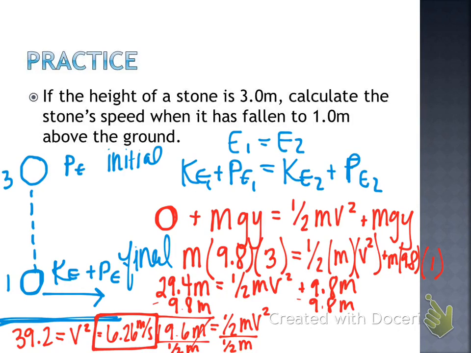Okay, and our velocity is in the downward direction, which means we need to include that negative. It's going in the downward direction because our stone is falling.